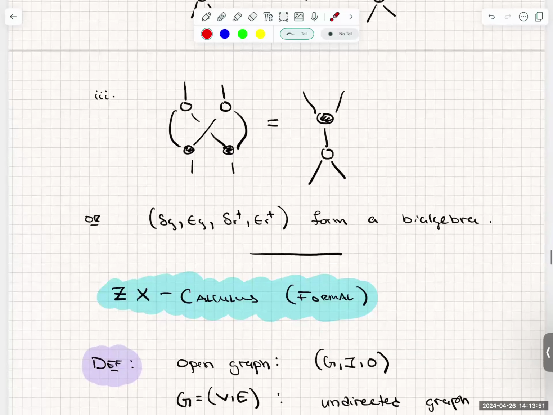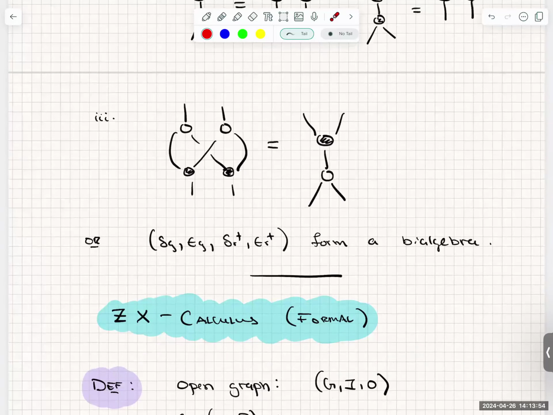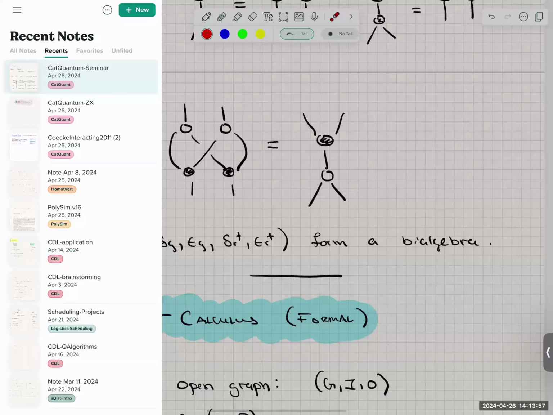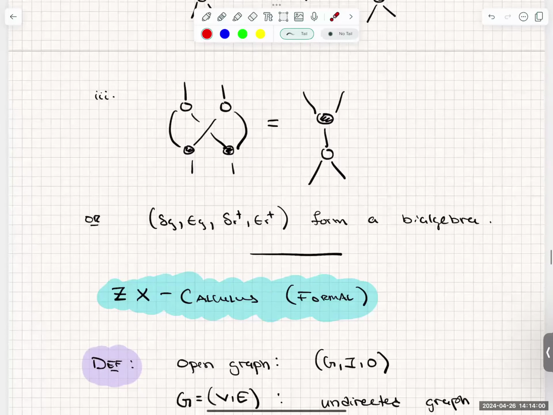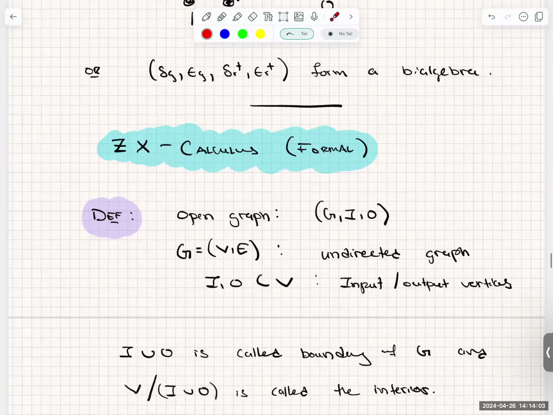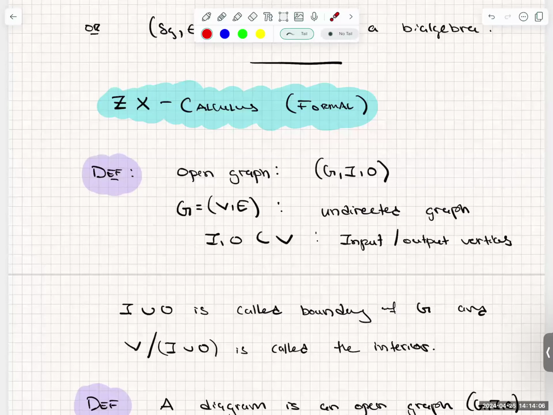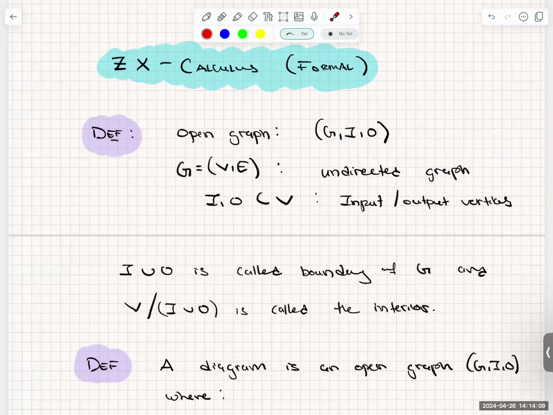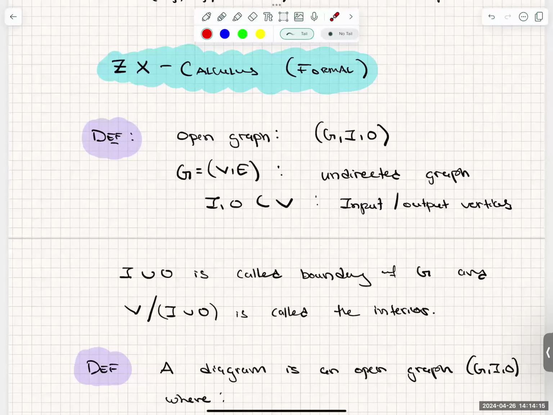Okay, and actually, I want to go over here. This is the last part that I will do, just because there's a good amount of writing that I want to avoid. So I want to formalize the ZX calculus a little bit. Let's define the notion of an open graph. An open graph is going to be a triple G, I, O. Here you have an undirected graph G with a vertex set and an edge set, and then also you have subsets I and O, which are input and output vertices.